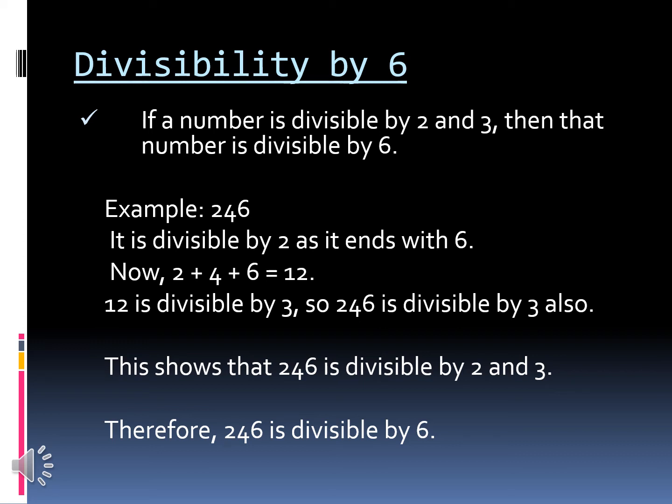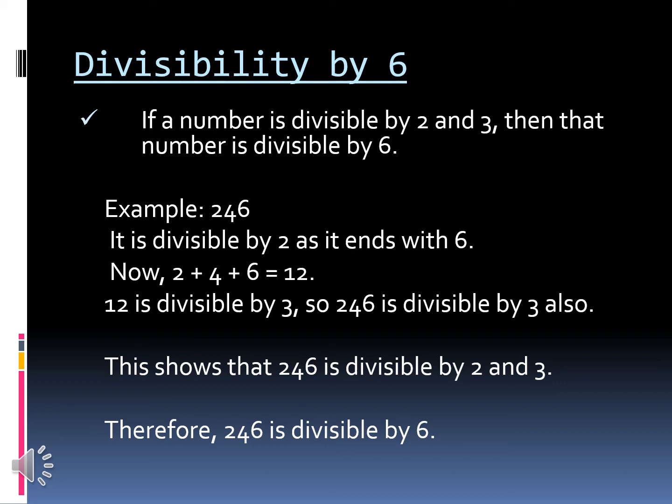If either of the divisibility rules fails, then the number will not be divisible by 6. So both divisibility rules, that is by 2 and by 3, should be true for checking the divisibility by 6. Let's take a small example, 246. First of all, let's check the divisibility by 2.